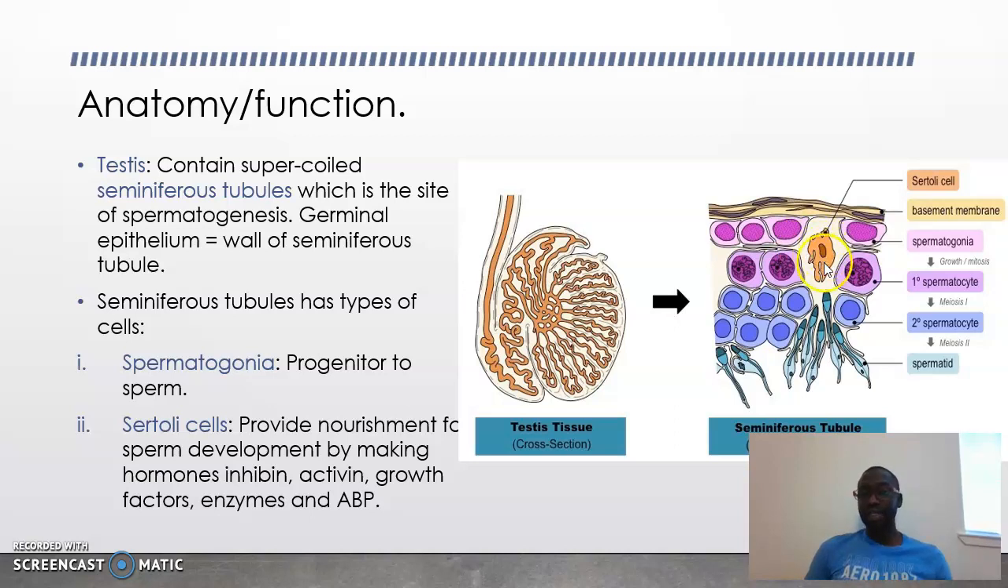The Sertoli cells are these big structures over here. They provide nourishment for the development of sperms by making hormones such as inhibin, activin, other growth factors, enzymes, and ABP. This is a structure showing the Sertoli cells, the spermatogonia, and the basement membrane on the outside, a simple cellular division process. We will go in depth in the next slide.